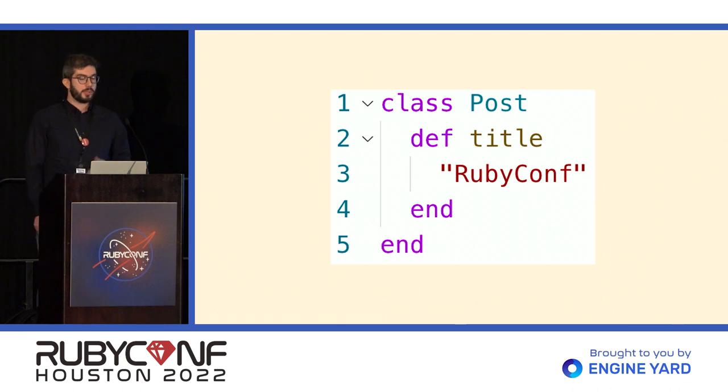So if you take this post class here, we can visually inspect it and we would probably realize that we want to be able to fold it in the method definition and in the class definition. But when we're synchronizing text from the editor into the server, we're only dealing with raw text. It's just a string with all of your Ruby code inside. And that's very difficult to analyze.